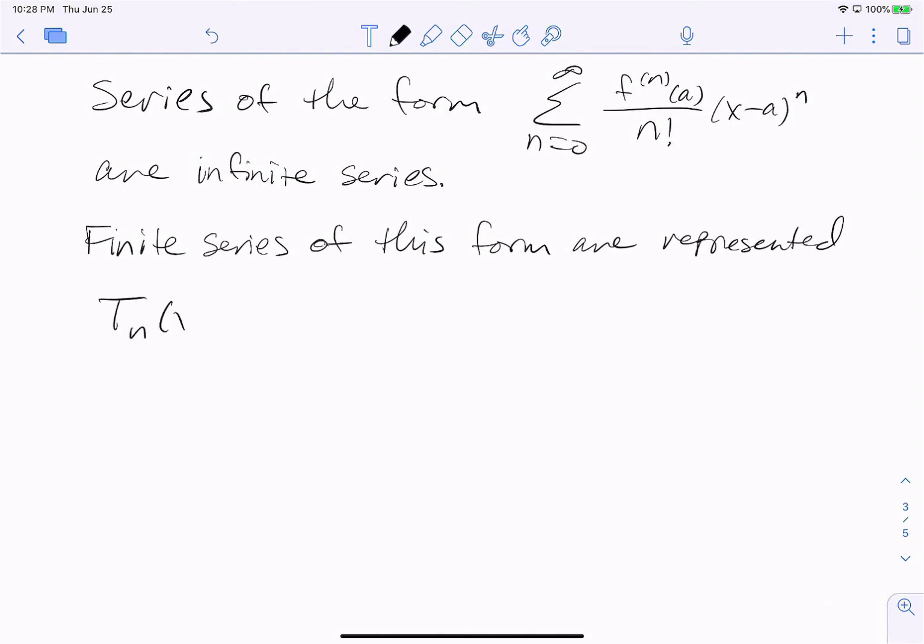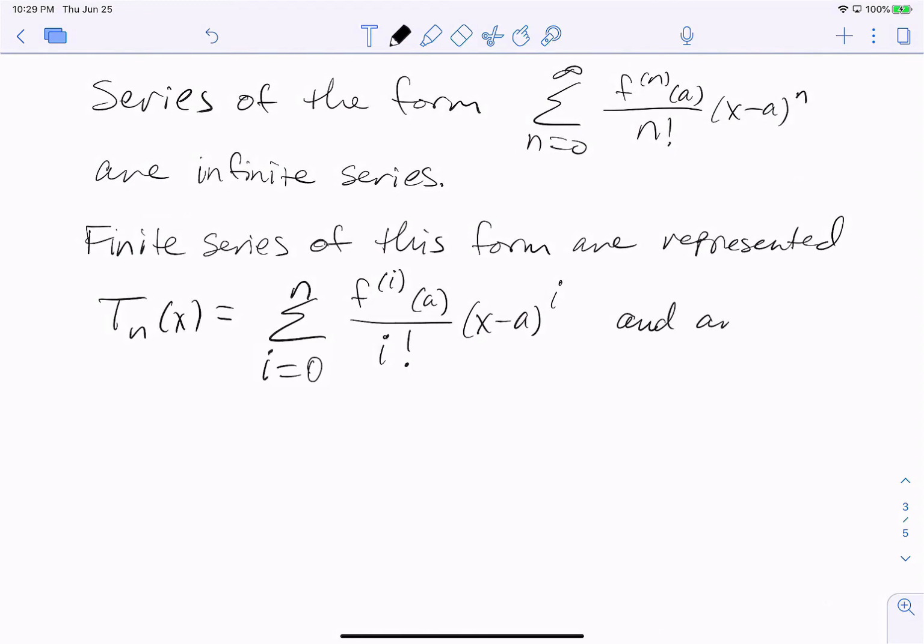T sub n of x equals the sum, now as i goes from 0 to n, we're now using n in a different way, so we need to change the index, of the ith derivative evaluated at a divided by i factorial times x minus a to the i. It's all the same stuff, except now the index is i, and we're capping it. Instead of going to infinity, we're capping it at n. These are called Taylor polynomials centered at a.